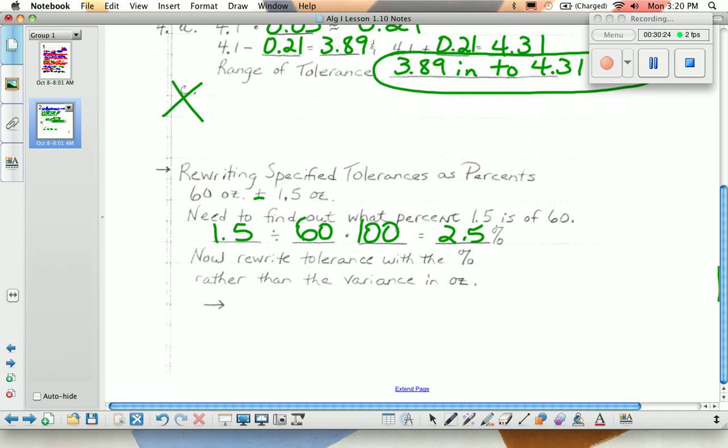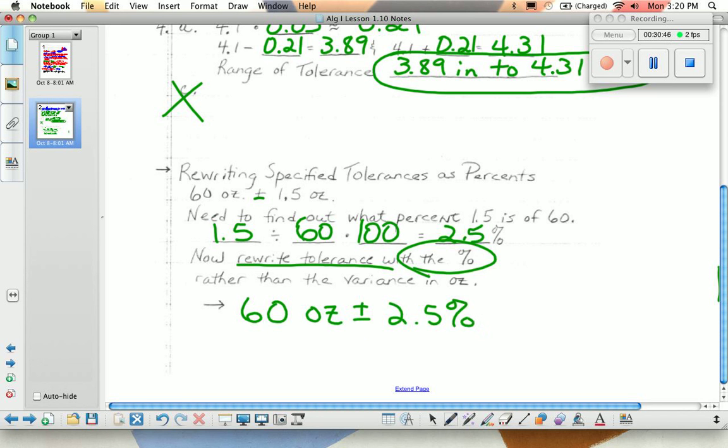Now what we do is rewrite the tolerance with the percent rather than the variance in ounces. So we say, here's what we really want it to be. We want it to be 60 ounces, but we will tolerate plus or minus 2.5% of that 60 ounces. So now we're rewriting it as the percent.